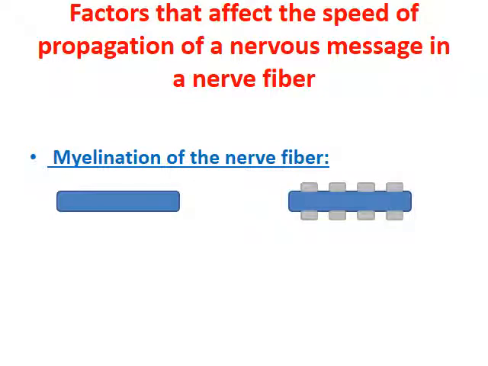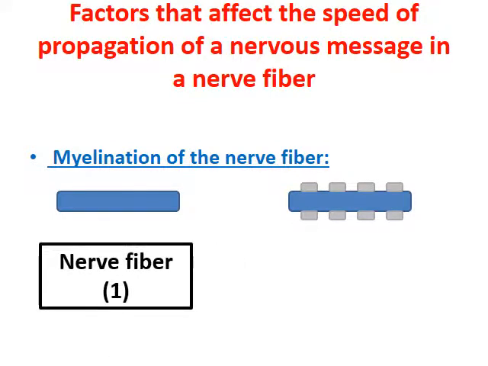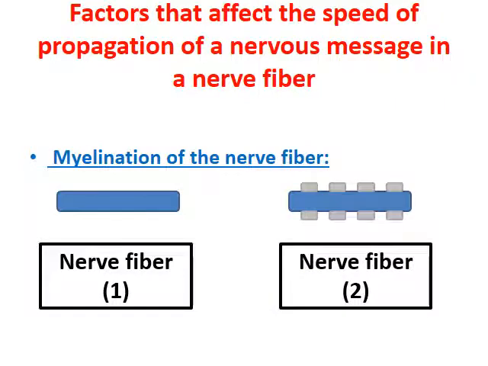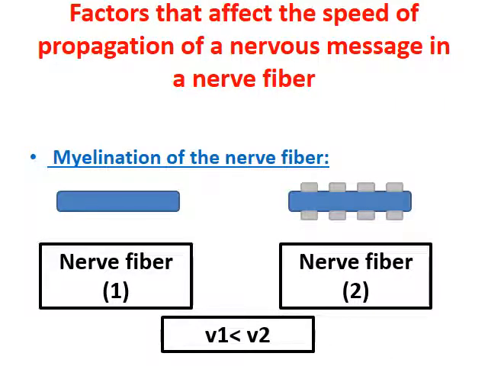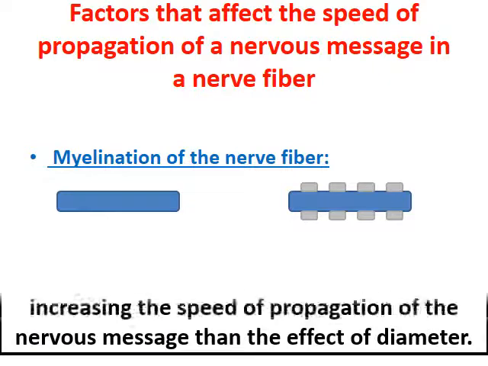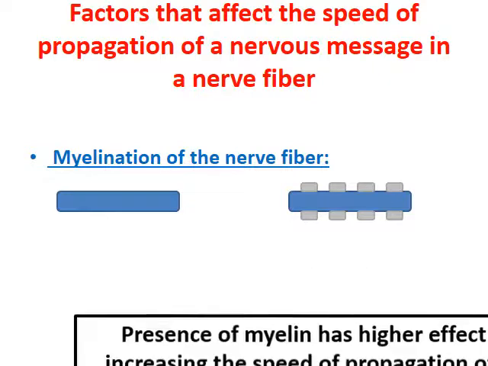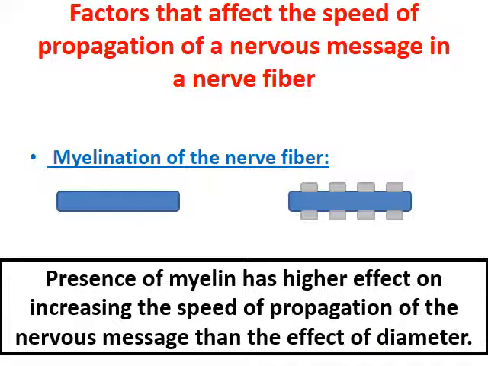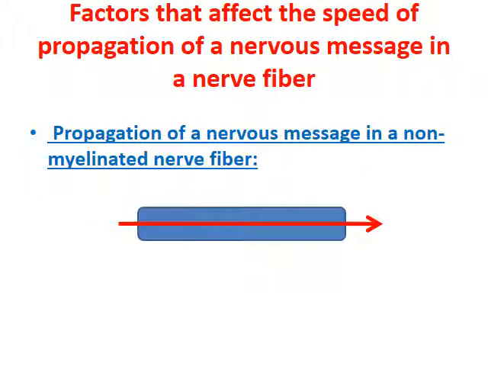Second factor, myelination of the nerve fiber. Nerve fiber 1, nerve fiber 2. Nerve fiber 1 is not myelinated, nerve fiber 2 is myelinated. So in nerve fiber 2, the speed is more than the speed in nerve fiber 1. What does this mean? The presence of myelin has a higher effect on increasing the speed than the effect of the diameter. What does the myelin do for the propagation of the nervous message?